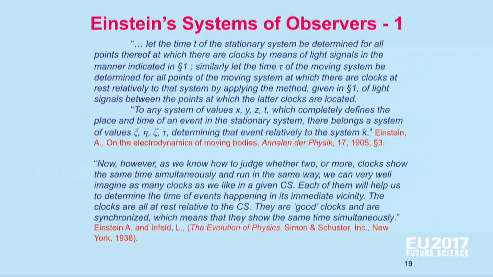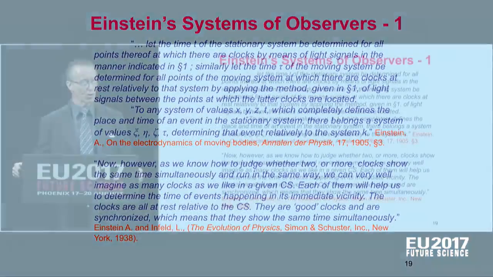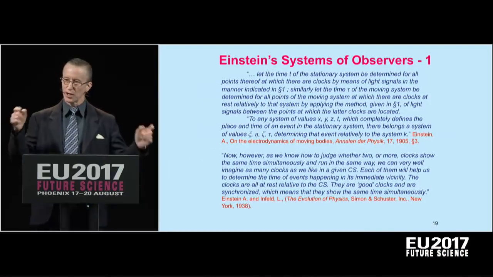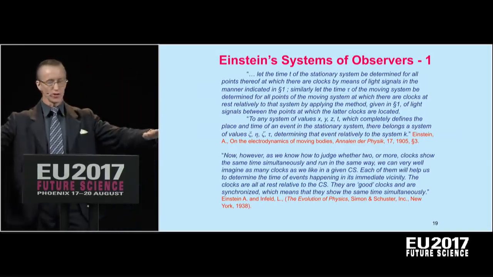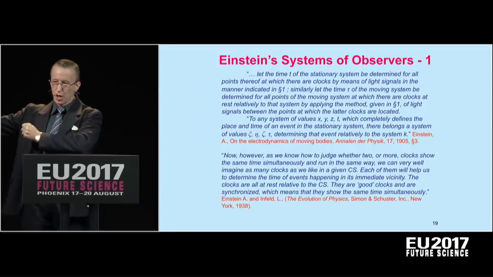Einstein says, let the time t of the stationary system, now he's got a system of stationary observers, and they've all got the same time. So let the time t of the stationary system be determined for all points thereof at which there are clocks by means of light signals in the manner indicated in section 1. That's his elaboration on how he's going to synchronize his clocks. Send a light ray from A to B, it comes back, we have this relationship, and that's it. Similarly, let the time tau of the moving system. So he's got first a system of stationary observers with all their clocks, and then another system over here, one's t and one's tau for their times.